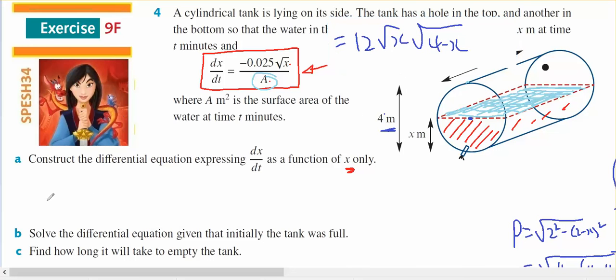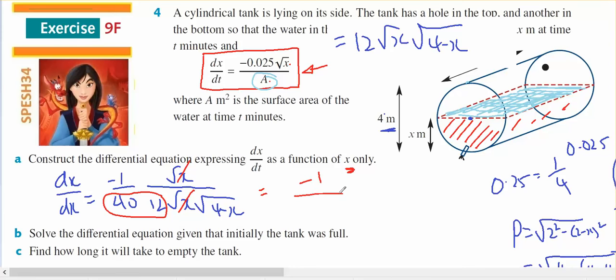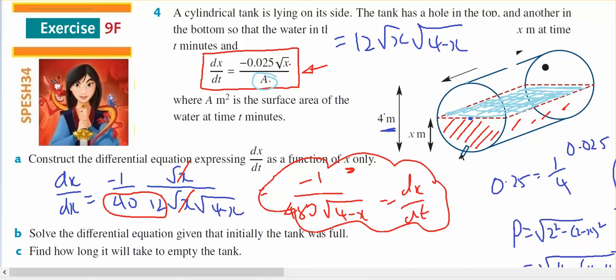So I'm going to have dx/dt is going to equal, so 0.25 is 1 quarter, therefore 0.025 is 1 on 40. So negative 1 on 40 times root x on top of 12 root x square root of 4 minus x. The root x's cancel, 40 12s are 480, so negative 1 on top of 480 square root of 4 minus x is what dx/dt is in terms of x.